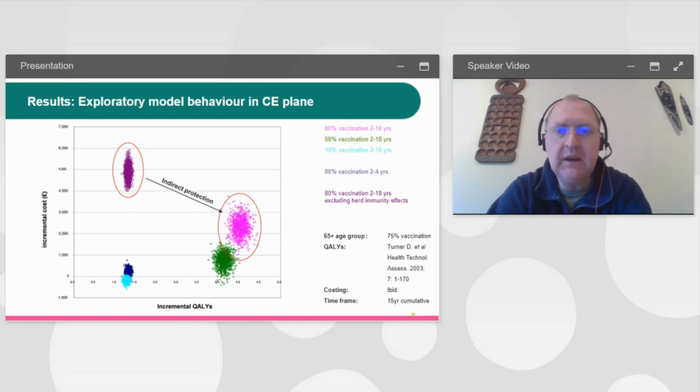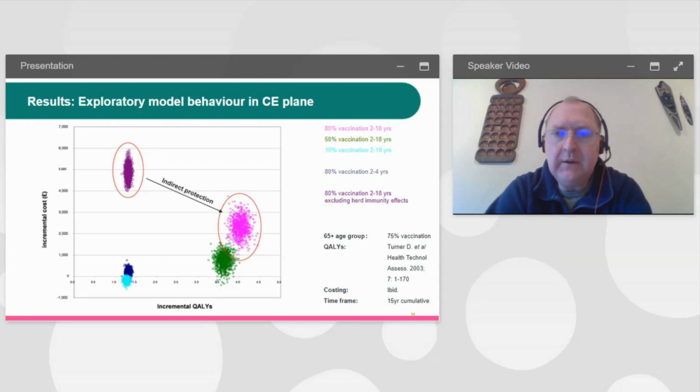If you look on a cost effectiveness plane with incremental QALYs, the previous one was absolute, so this is incremental relative to what was then the current policy. That was, as I said, vaccinating the over 65s and at-risk groups. And if looked over a 15-year cumulative time frame, you can see the blue, the green, and the purple clouds are the 2 to 18-year-old scenarios with increasing coverage.